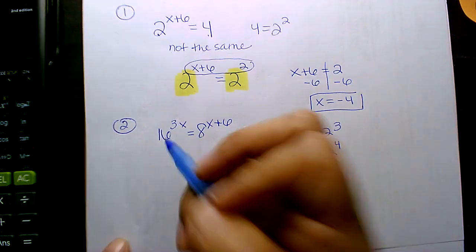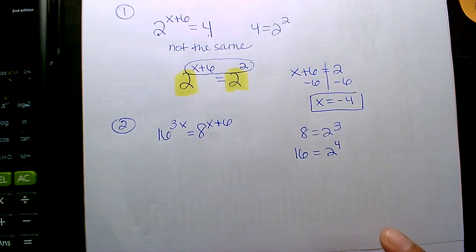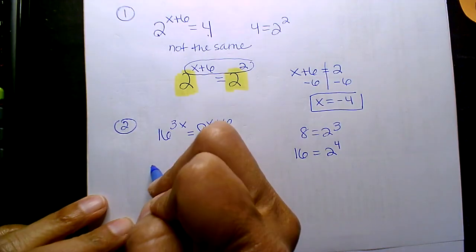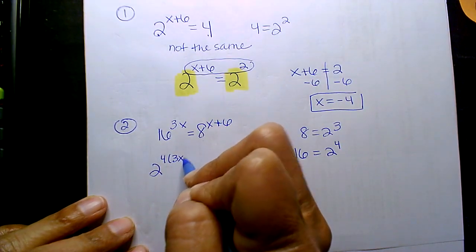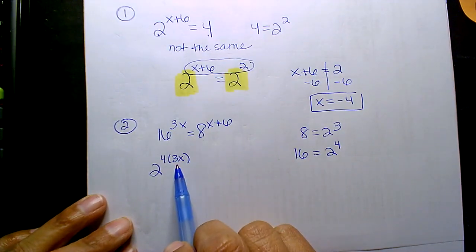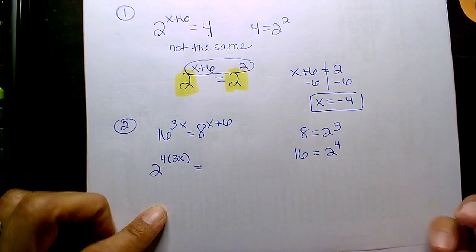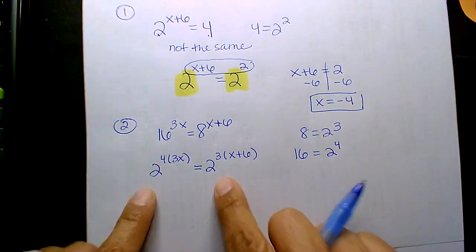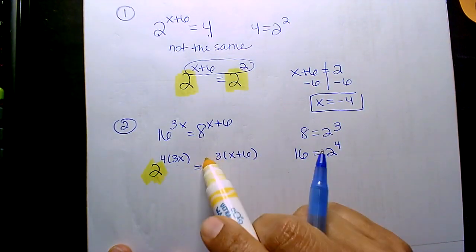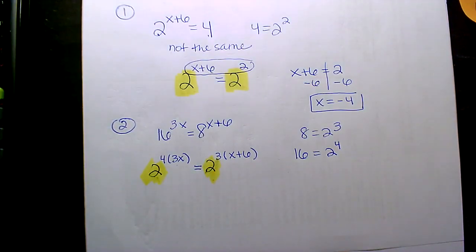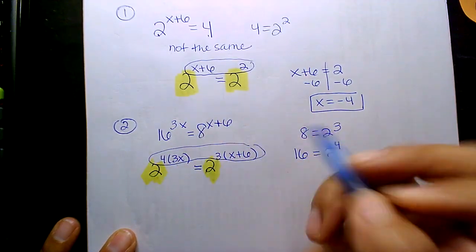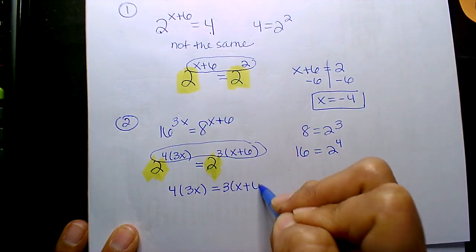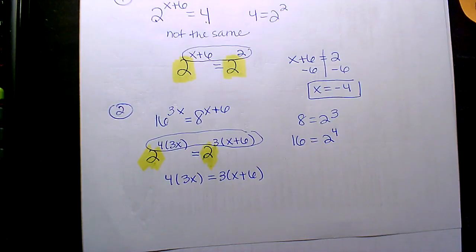Yeah? So rewrite it. Okay, but now you're like, wait, what do I do with the 4 and the 3x? This has a 4, this has a 3x. So this is 2 to the 4th, and 3x is your original exponent. Put that just in parentheses because you're going to have to distribute. 2 cubed to the x plus 6. Now that my bases are equal, now I just focus on the exponents. And so this becomes my equation: 4 times 3x is equal to 3 times the quantity x plus 6. And then you just solve it.